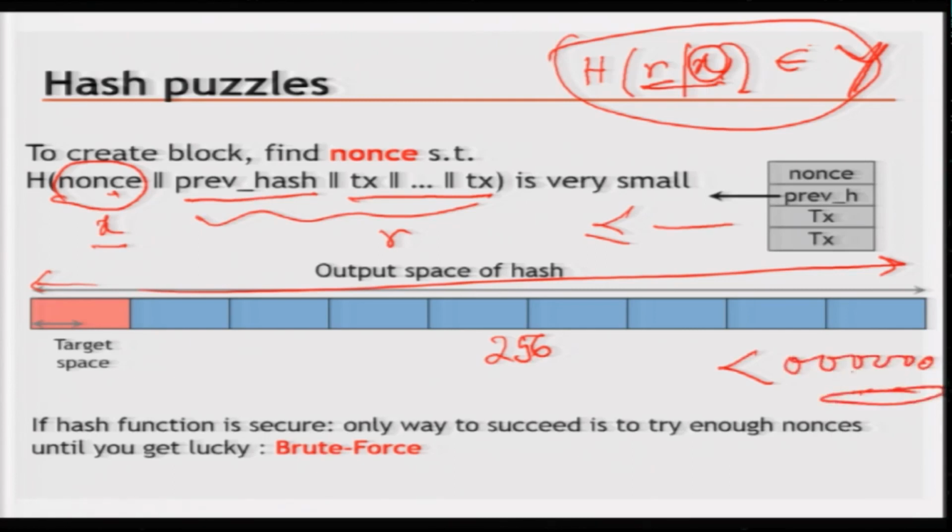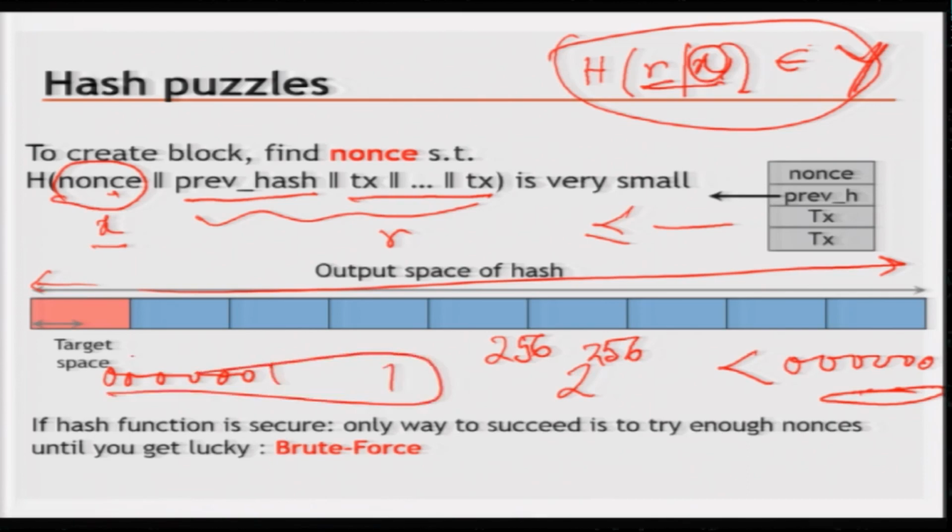Which means that you are saying that not any number from the 2 to the 256 possible numbers can be selected, only the ones with so many leading zeros, which means relatively smaller numbers. Any x that will satisfy this will be a win for the hash puzzle.